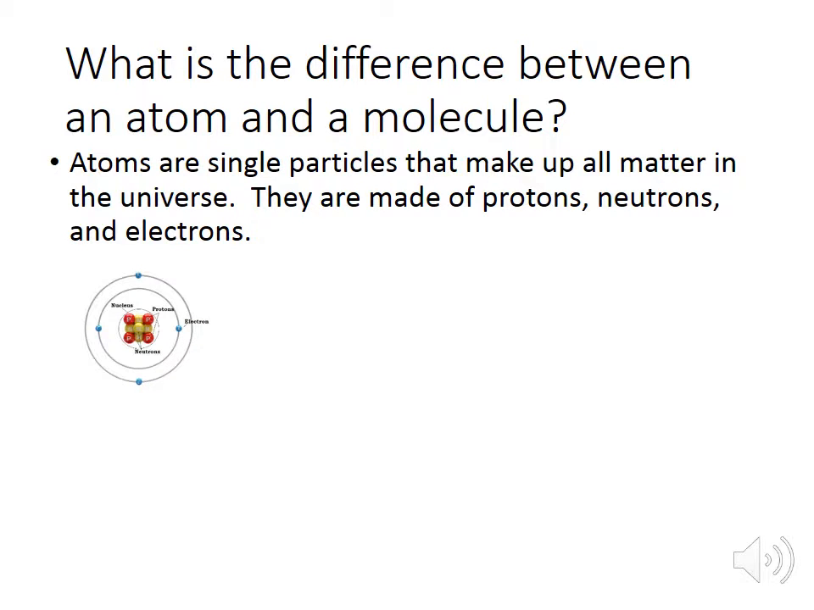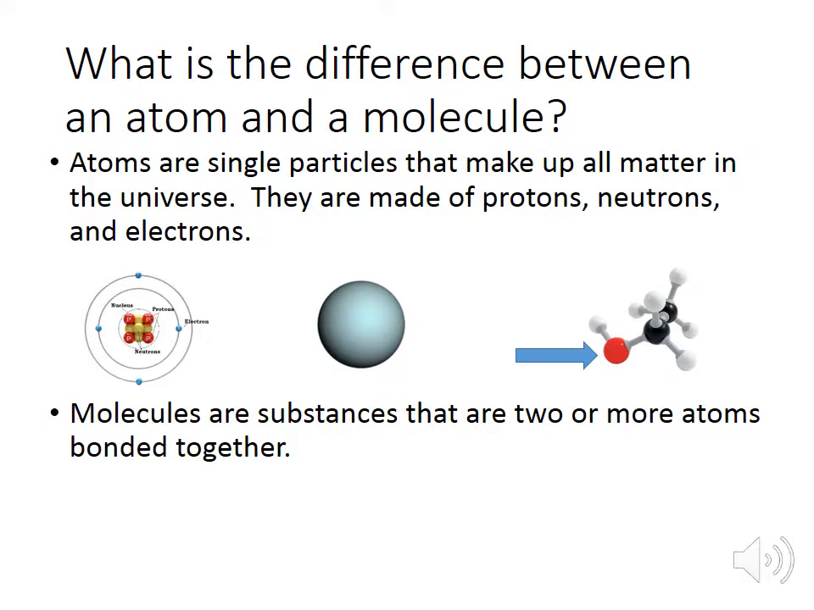And you may have seen atoms represented like this, with electrons orbiting around a nucleus that has protons and neutrons in it. In biology, we're just usually going to represent atoms like plain old balls. No protons, neutrons, and electrons, just particles. And you're also going to see atoms like this, where they're part of a larger molecule. So these little plastic or wooden balls that we're going to be using for molecule models, those single balls are atoms. Molecules, on the other side, are substances that are two or more atoms bonded together.